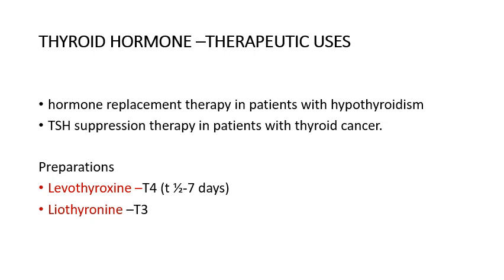And we have two thyroid hormone preparations, levothyroxine, which is T4, and liothyronine, which is T3. So levothyroxine is normally used therapeutically for hormone replacement therapy. It has a very long half-life, so the T-half is around 7 days. Okay, and liothyronine is very short acting. So this liothyronine is used in conditions where we need to correct the thyroid hormone level immediately.